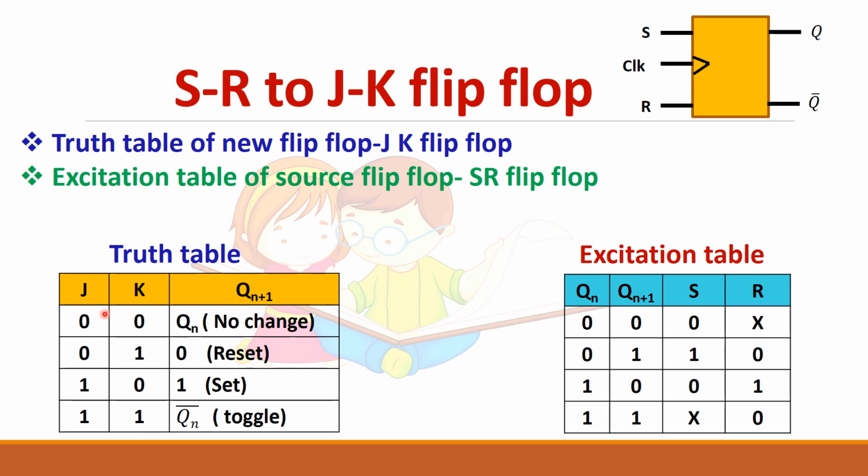If you see here, the main difference between JK and SR flip-flop is that in JK, J equal to K equal to 1, that is, both the inputs are 1, the output will toggle. Whereas in SR flip-flop, when both the inputs are 1, it is said to be a forbidden state, or we should not give S equal to R equal to 1 in SR flip-flop. Now with these two tables, we can convert the SR flip-flop into JK flip-flop.